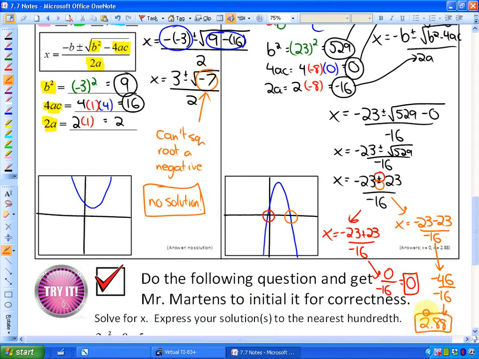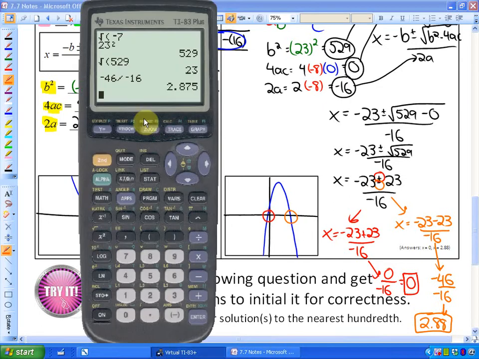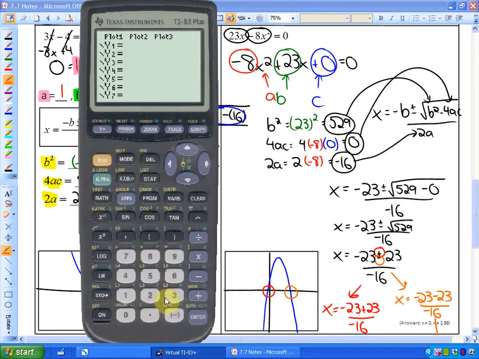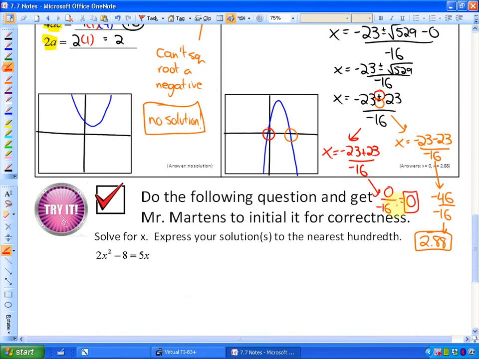On my graphing calculator, if I would like to justify or find this out, what I would do is put in the function in standard form. So the function in standard form was negative 8x squared plus 23x plus 0 if I'd like to, and go ahead and graph it. What you'll notice is my x-intercepts are at 0, which is one of my solutions, and at 2.88, and you could actually calculate those if you would like to. So your solutions here are 0 and 2.88.